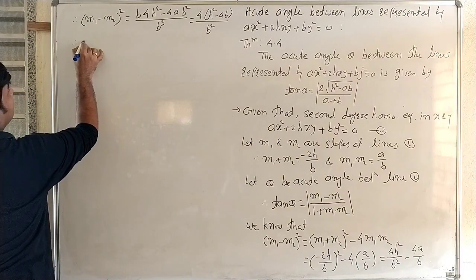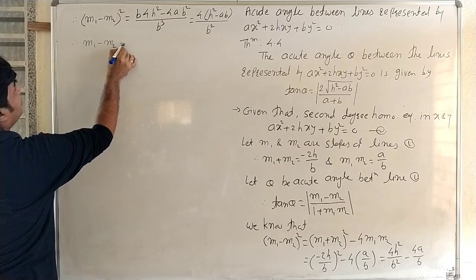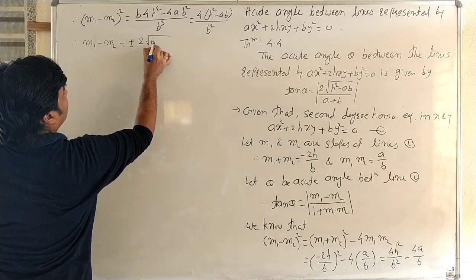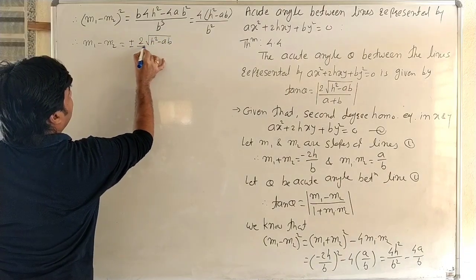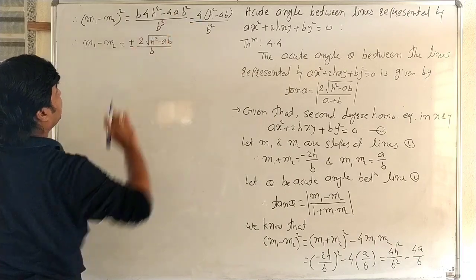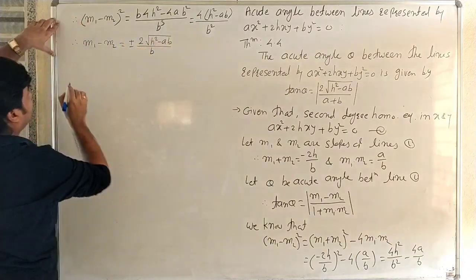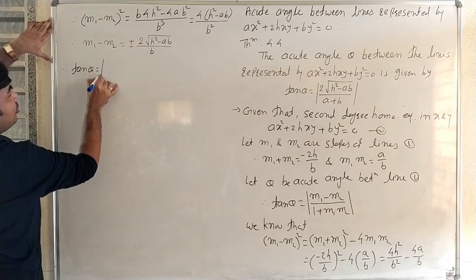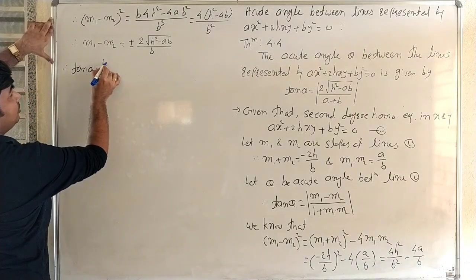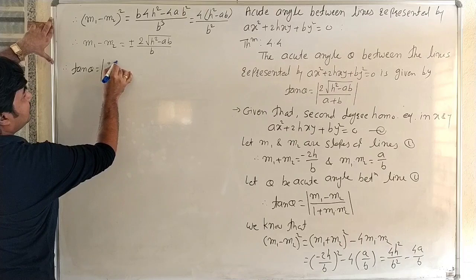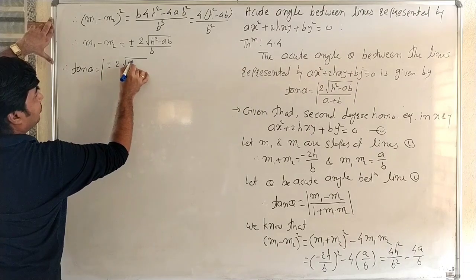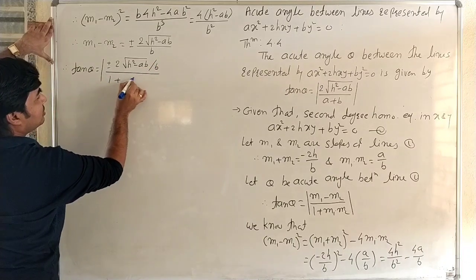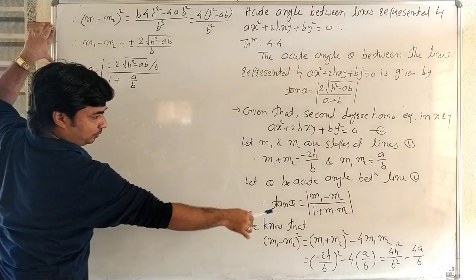Therefore, taking the square root, m1 minus m2 is equal to plus or minus 2 into under root of (h square minus ab) upon b. Therefore tan theta is equal to mod of m1 minus m2. Okay, m1 minus m2 is plus or minus 2 under root (h square minus ab) upon b, upon 1 plus a by b, that is, 1 plus m1 into m2.